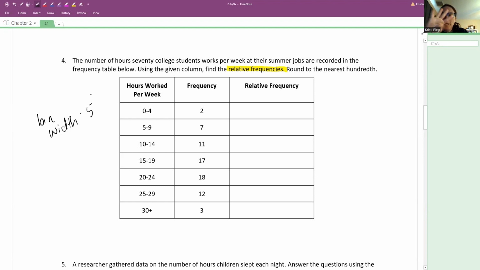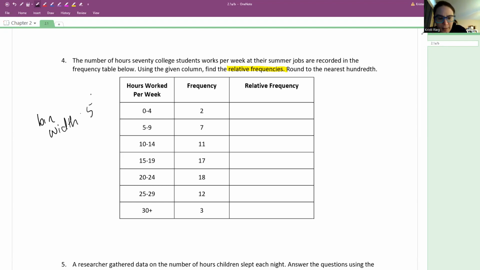0, 1, 2, 3, 4 is 5 numbers. And the frequency is already done for us, so we don't need to tally anything. In fact, they didn't even give us any data, so there's nothing to tally. However, we were asked to find the relative frequency. And so what we want to do is what part out of the whole is each line or each bin.